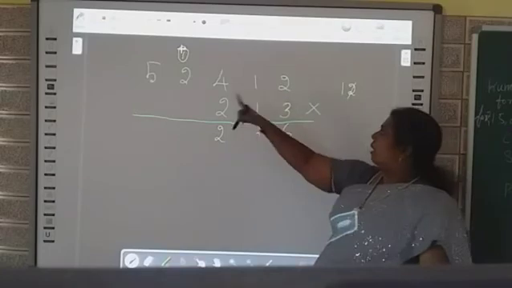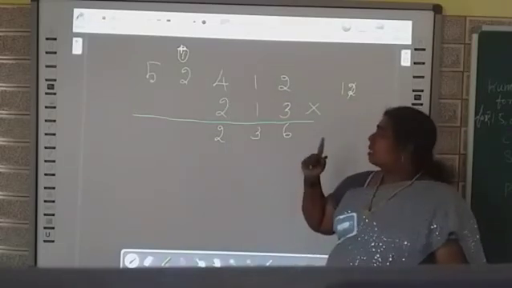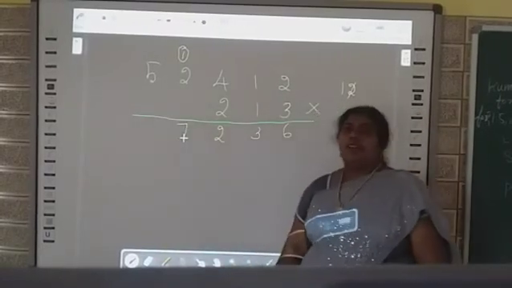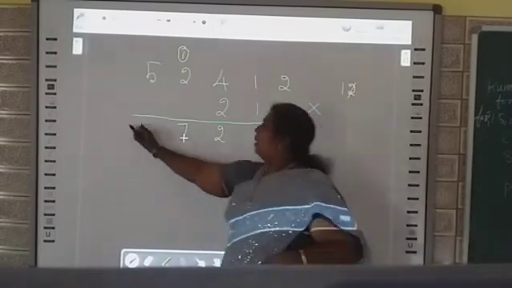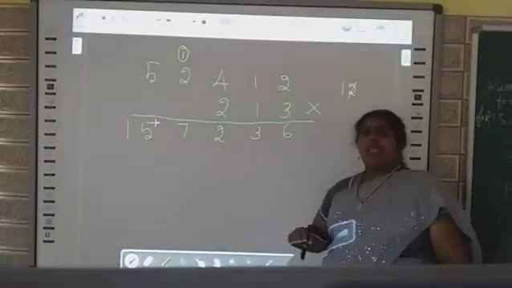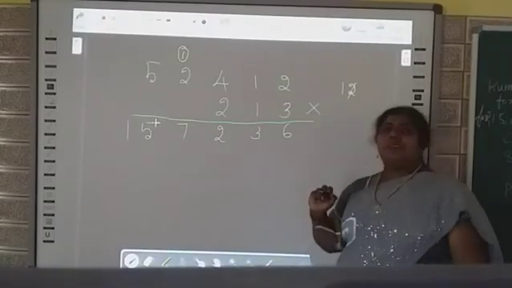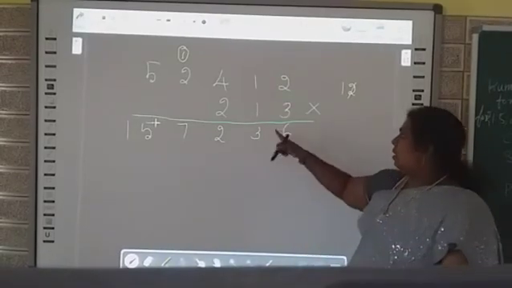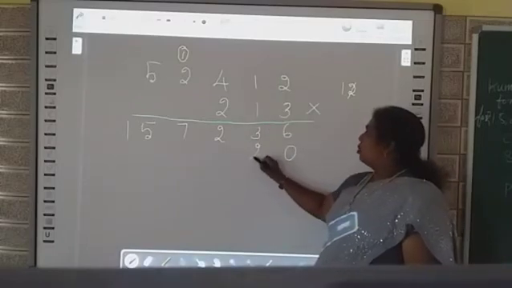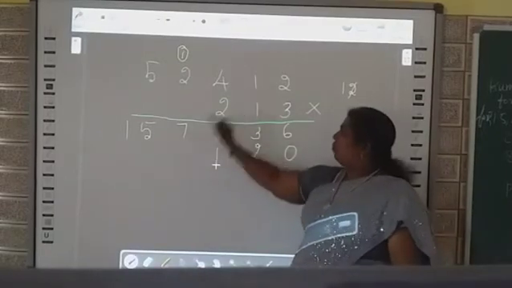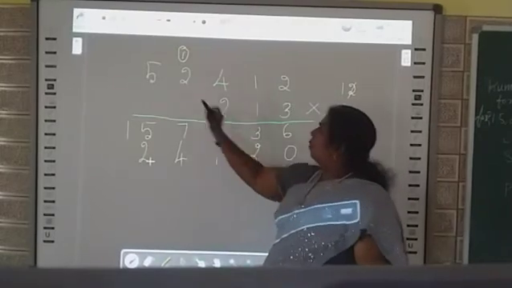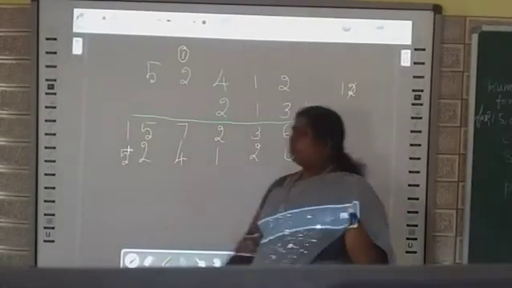Next. 3 times 2 is 6, isn't it? 6 plus 1, 7. Then 3 times 5 is 15 will come, right? Yes, 15. Okay. Next we are going to use the tens place value, right? That is, we are going to use the first digit, isn't it? Yes, first digit. In the ones place we put 0. Yes. 1 times 2 is 2. 1 times 1 is 1. 1 times 4 is 4. Then 1 times 2 is 2. Then 1 times 5 is 5.